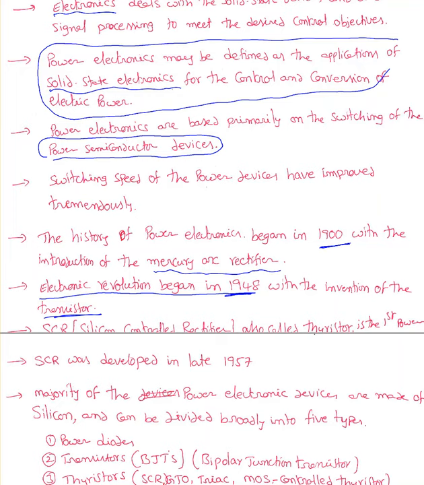Now, the SCR, we're going to use this a lot, called silicon controlled rectifier, and in most cases we use that as a synonym for thyristor. I believe that the SCR is the first power electronic device. It can control power, or another way of saying it is it can turn on or turn off in a controlled manner. The SCR was developed around 1957, late 1957.